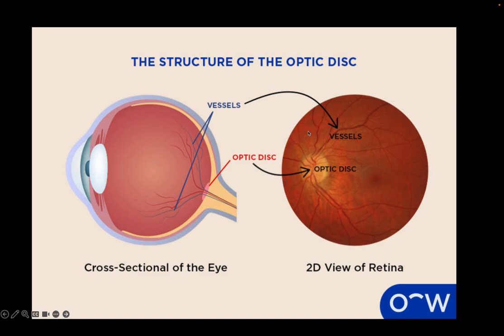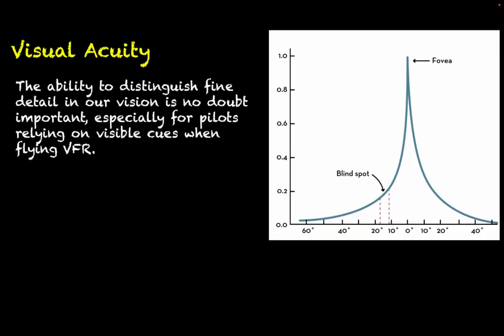Here you can see what's called a fundoscope image of your retina. This is what an optometrist might see when they dilate your eye and look into the back of your eye to look for signs of retinal degeneration or retinal detachment. You can see the optic disc right here. There are no photoreceptors there. So if you shine light right on that optic disc, you are not going to see it because there are no photoreceptors there to be stimulated.